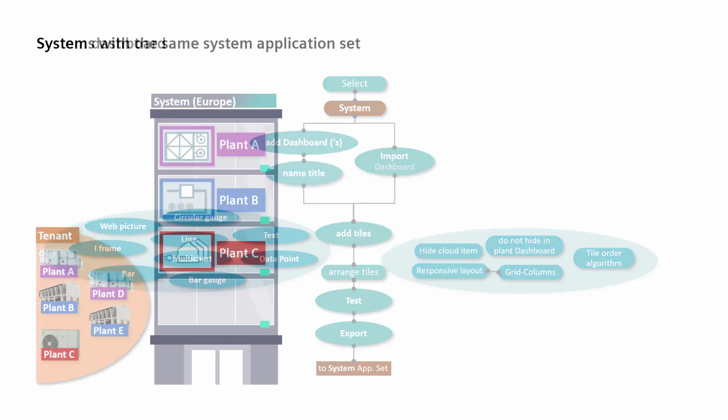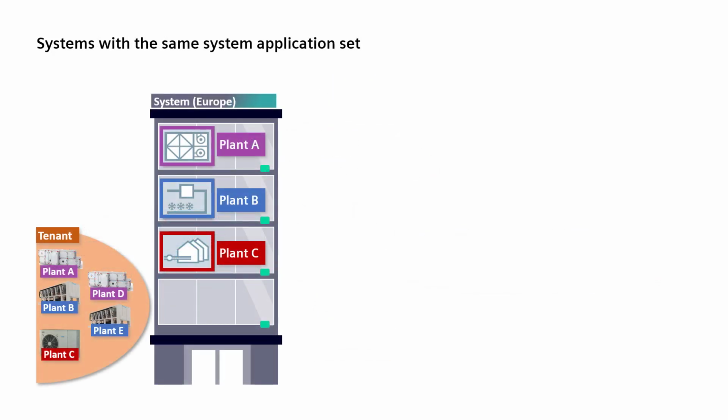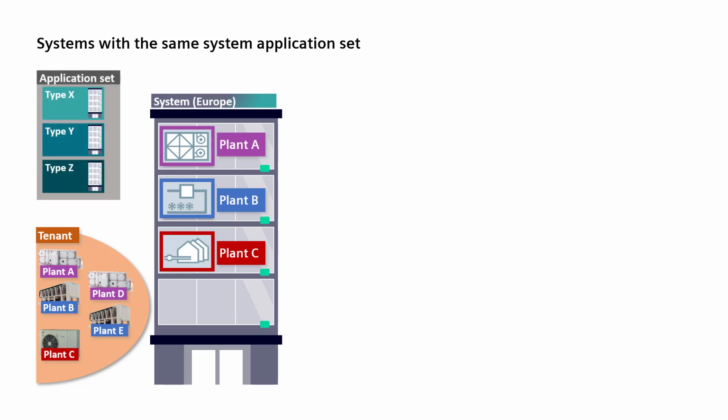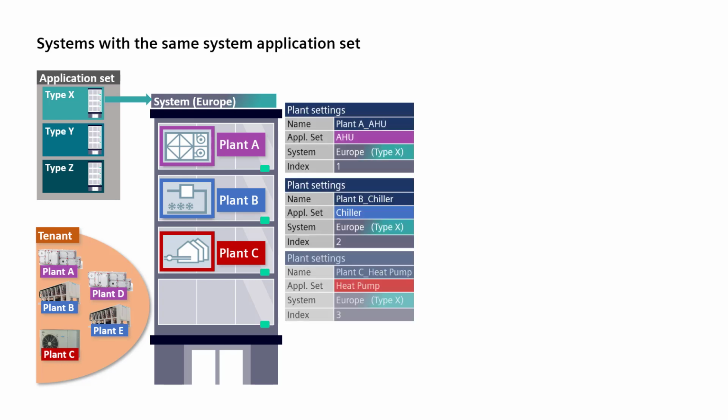Before we can start designing a dashboard, some preparations must be made. First of all, a system application set must be created. The application set, in turn, must be assigned to a system. Next, the system and a unique index number must be assigned to the plant.